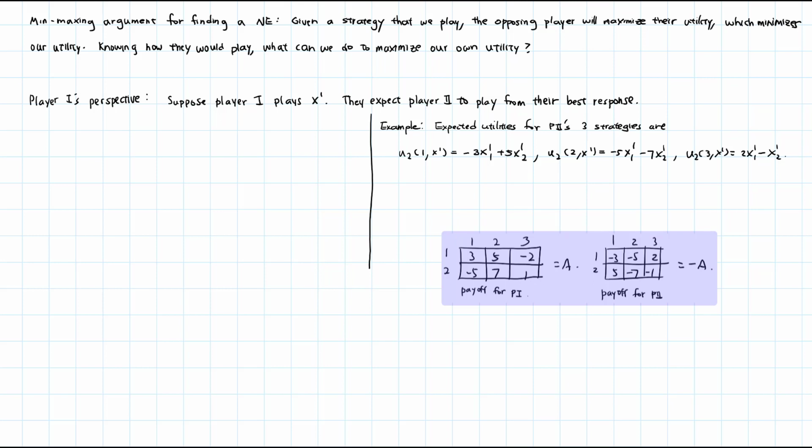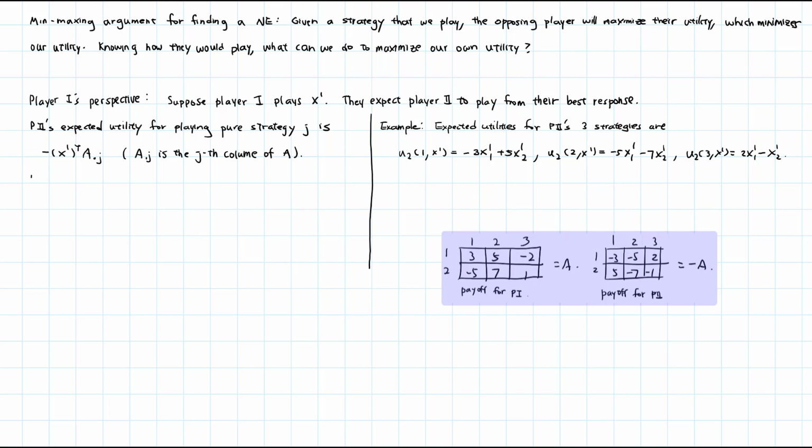Now, can you see how to write each of these expected utilities in terms of the matrix A and the vector x1? We see that each of these is just a dot product of x1 with the negative of the column of A corresponding to that strategy. So player 2's expected utility for playing pure strategy j is minus x1 transpose times A dot j, where A dot j is the jth column of A.